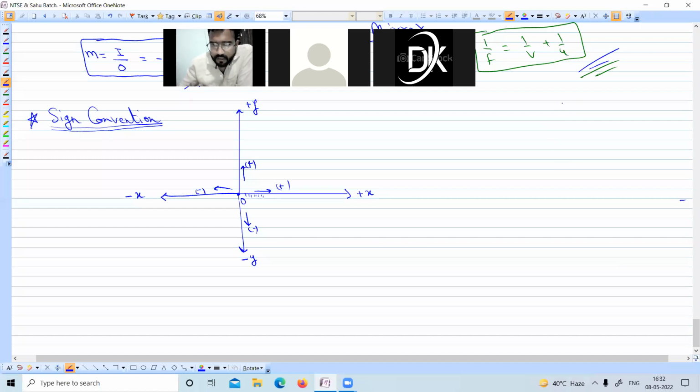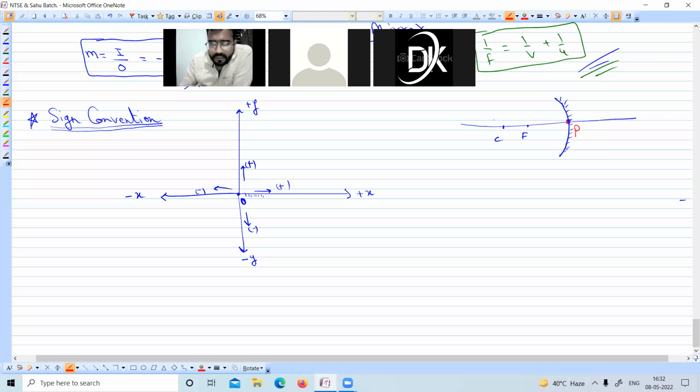Suppose you are taking a concave mirror. This is the concave mirror. Principal axis, center of curvature, focus. Now, bacho, here we have origin O. Origin is the reference from where all the calculations are done. Point of reference, frame of reference. So here is the pole. Pole is considered to be the reference in the entire situation. This is the pole and pole is the reference.